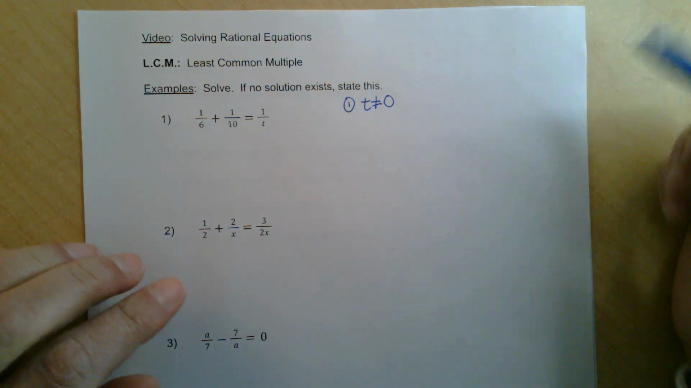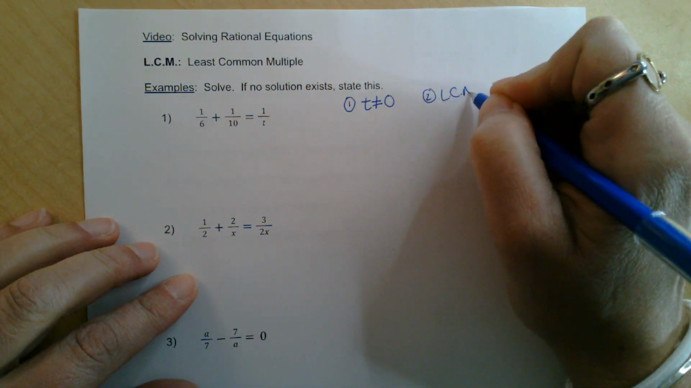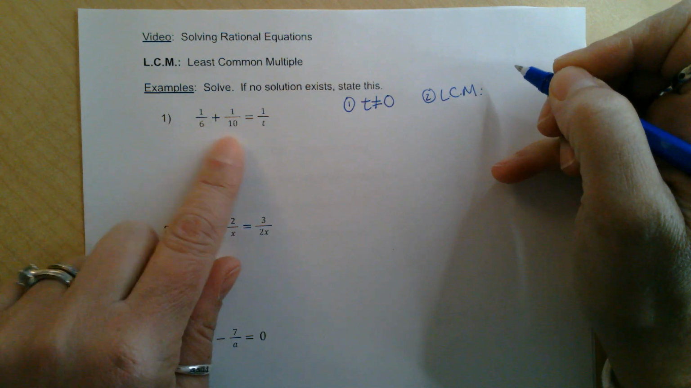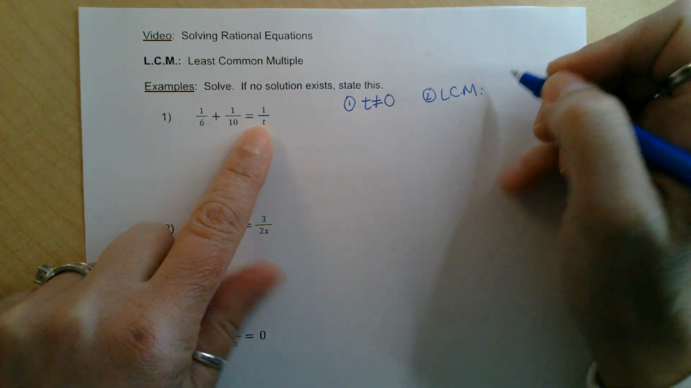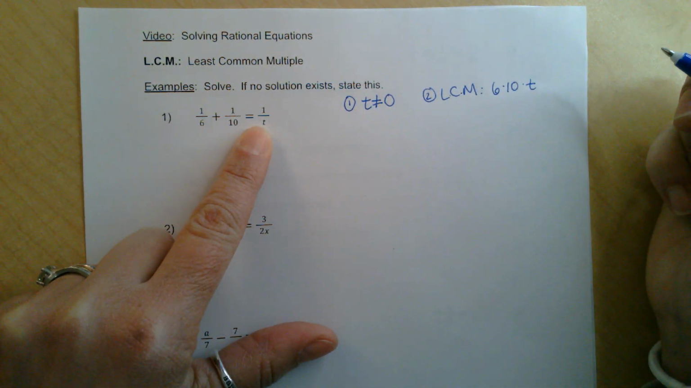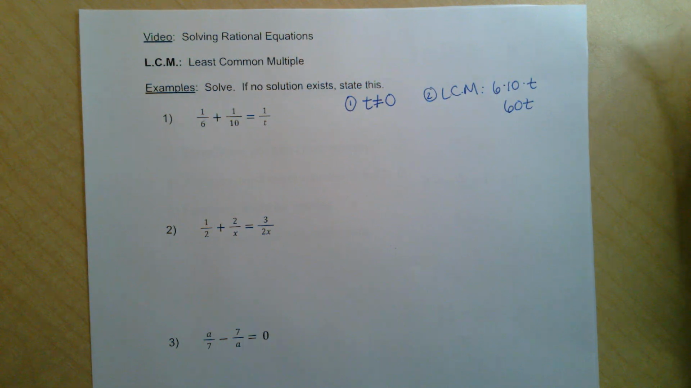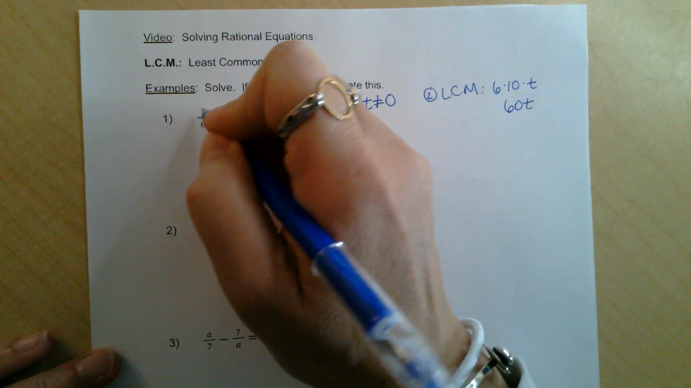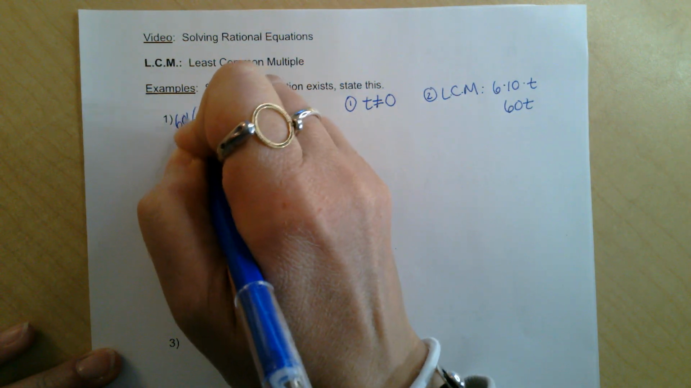All right, next what we're going to do is find a least common multiple. And so here we have 6, 10, and t. So what can we divide all three of these things by? Well, I'm just going to multiply 6 times 10 times t. So my least common multiple, I'm going to call it 60t. Sometimes it's really easy just to multiply everything all at once. And then what we're going to do with that is multiply everything by 60t.